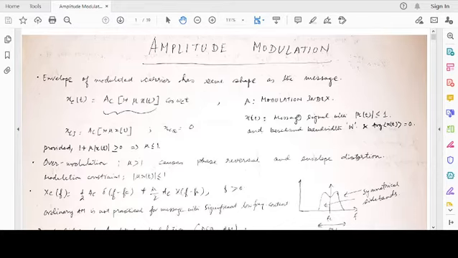So why is it linear? Amplitude modulation is a linear modulation technique because you'll see that after modulation the message spectrum is a linearly scaled version in the modulated spectrum. It's just translated in frequency. The shape of the spectrum more or less remains as it is. It's just scaled. There is a scaling factor involved.